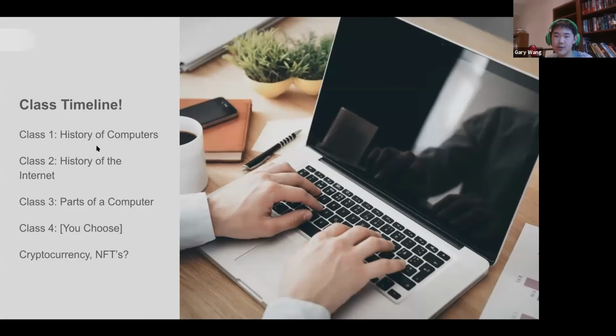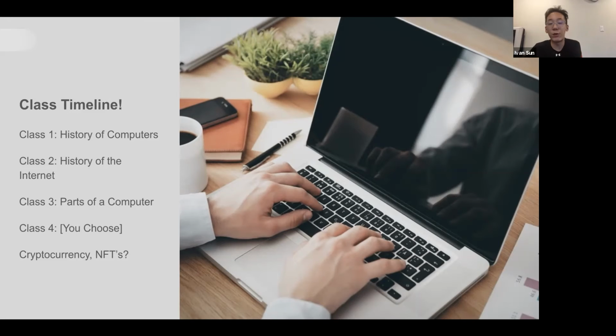All right. So our class timeline. Class 1 will be the history of computers, which is today. Class 2 will be the history of the internet, which is next week, same time. Class 3 will be parts of a computer. Actually, we'll cover parts of a computer today, but we'll go into more depth if you're interested in 2 weeks from now.